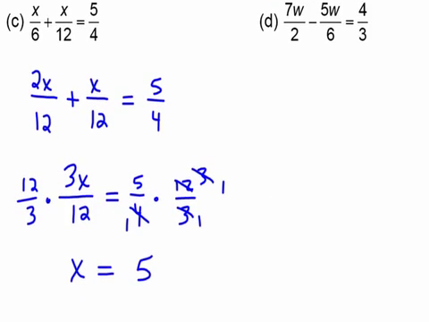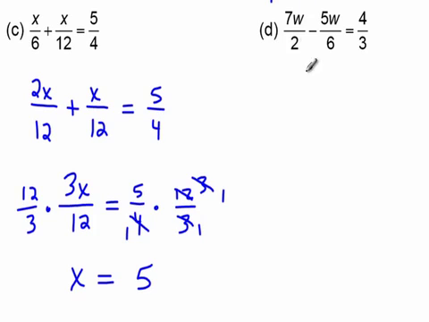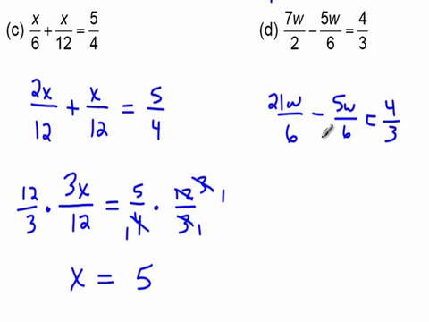Part D, 7w over 2 minus 5w over 6 equals 4/3. Again, we'll combine these two fractions, getting common denominator of 6. So that would give us, in terms of 6, 21w over 6 minus 5w over 6 equals 4/3. 21w's minus 5w's would be 16w's over 6 equals 4/3.